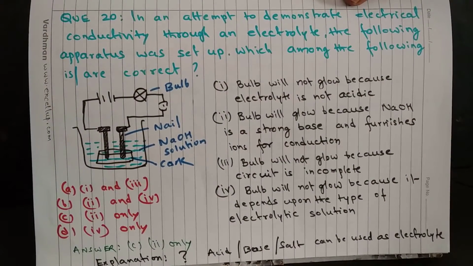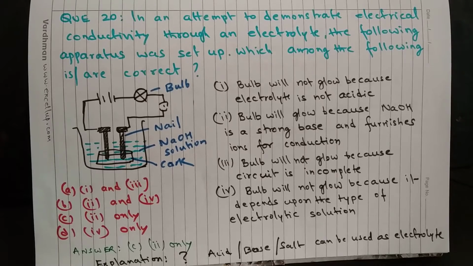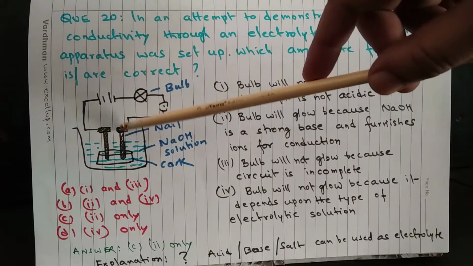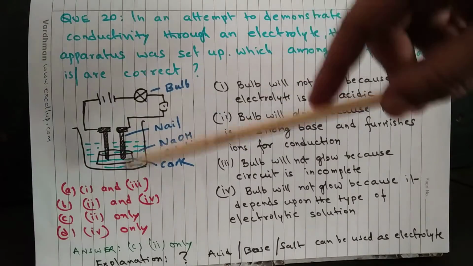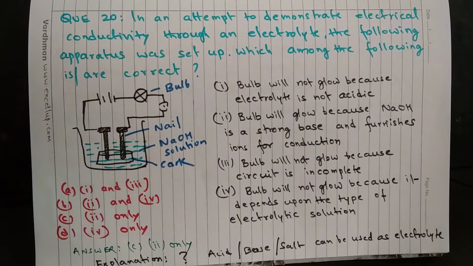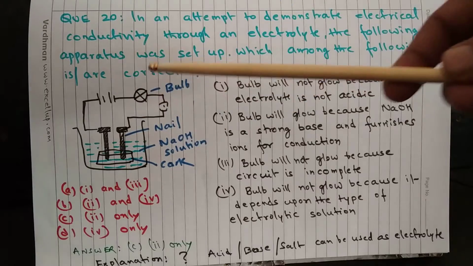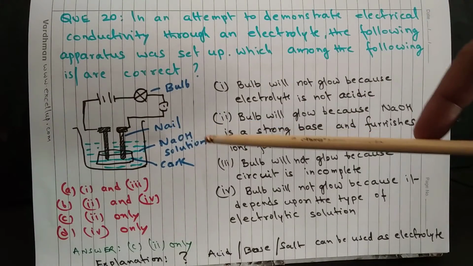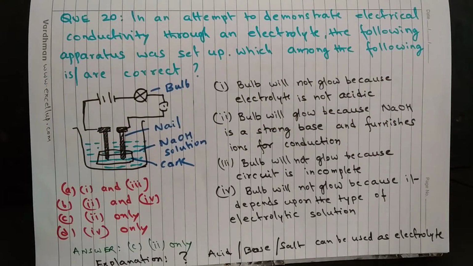Question 20. In an attempt to demonstrate electrical conductivity through an electrolyte, the following apparatus was set up. Which among the following is or are correct? So this figure shows a beaker, this is a cork on which two nails have been inserted, and this is an electrical circuit, this is a bulb. NaOH solution is filled in this beaker.